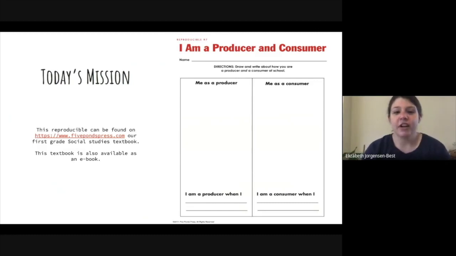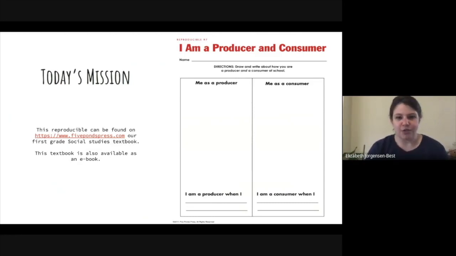So when I say write, I want you to make sure when you're writing, you're having capital letters, and you put a punctuation at the end of your sentences. So it says at the bottom, I am a producer when I, and you're gonna finish the sentence. On the other side, it says, I am a consumer when I, and you're gonna finish the sentence.